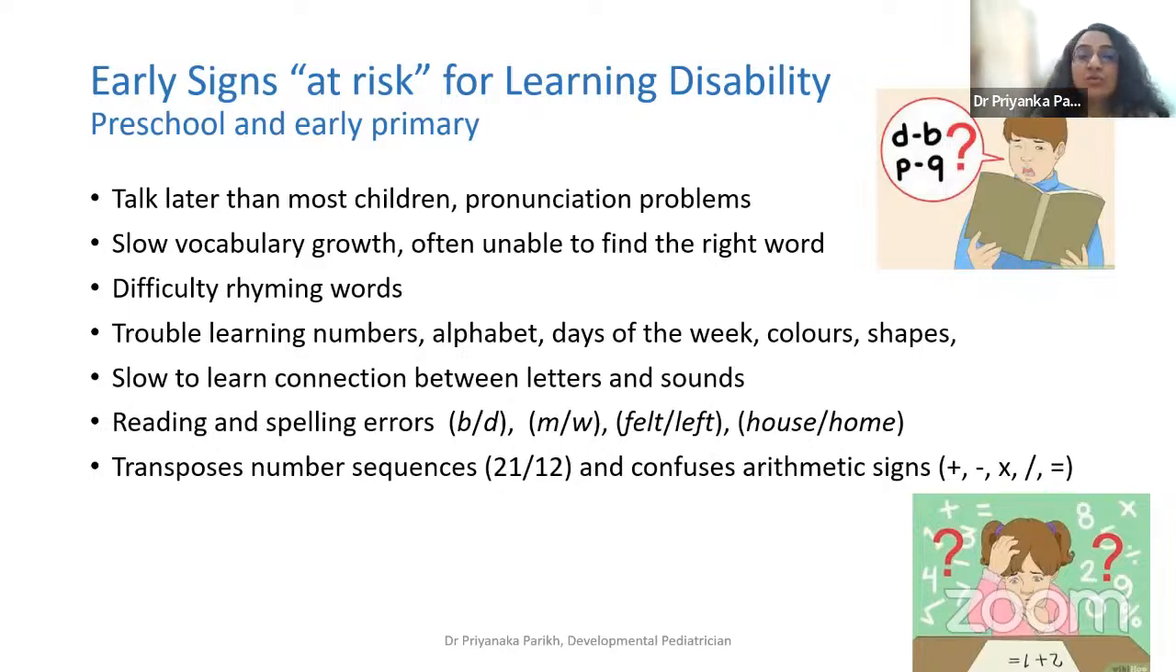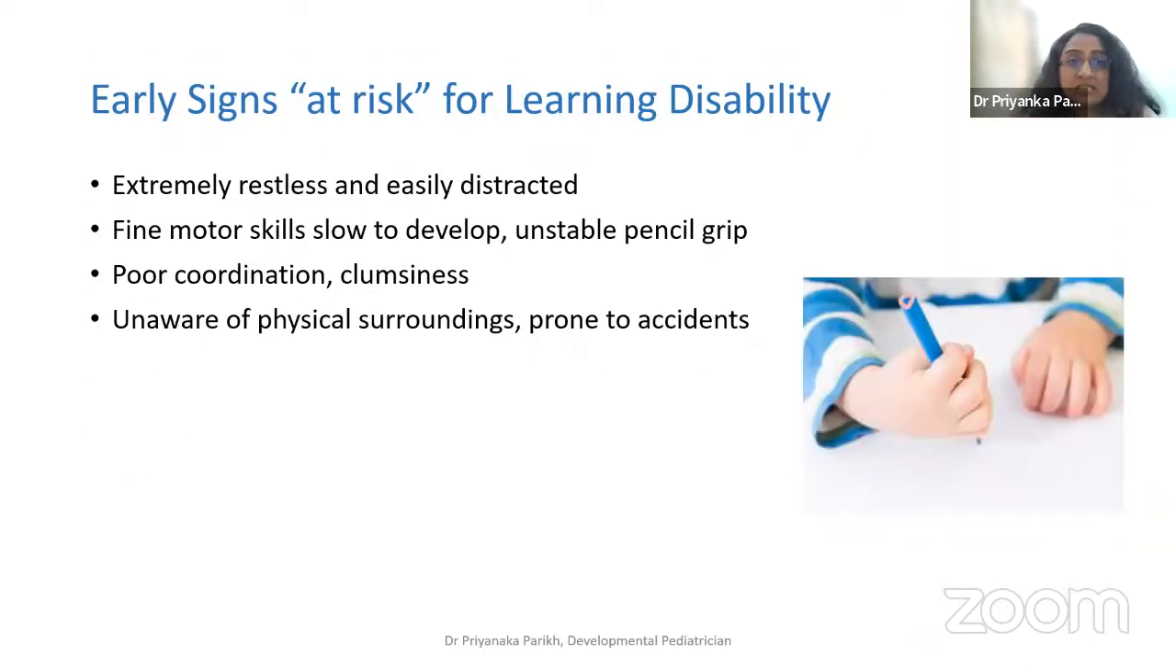As a child goes into the early primary school years, you start seeing some of the difficulties with reading and spelling. So we could see reversals like b and d, or inversions like m and w, or jumbling the sequences in the words, felt and left, or misreading the words, word guessing, house and home. We also see reversals with the numbers and confusion with the signs that we saw in the child that we had seen in the first case.